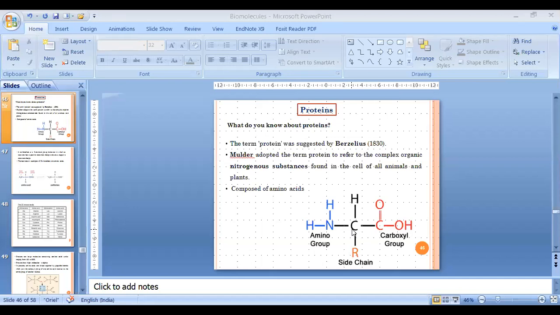Now you will ask me why glycine does not have a chiral carbon, because in the case of glycine, the R is a hydrogen atom only. That means it has two hydrogens, which makes it not a chiral carbon. Okay, so this is a typical structure. You can see at one place there is an amino group, at another place there is a carboxyl group.